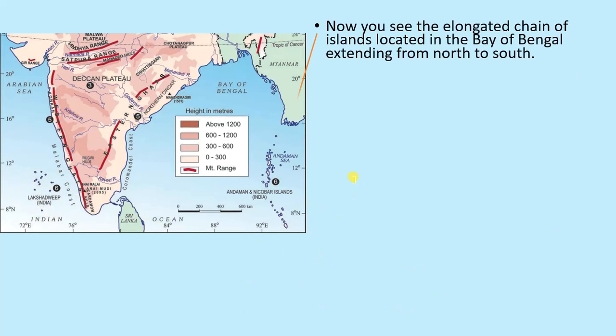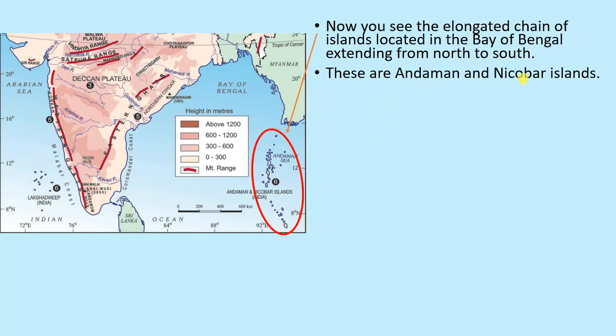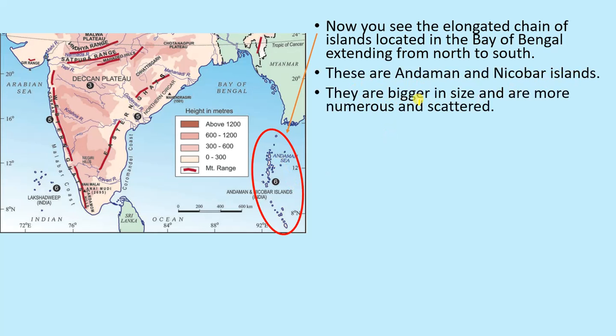Now you see that elongated chain of islands located in the Bay of Bengal extending from north to south. This is the Andaman and Nicobar Islands. They are bigger in size and more numerous and scattered. In comparison to the Lakshadweep islands, these are bigger in size and scattered, covering a larger area.